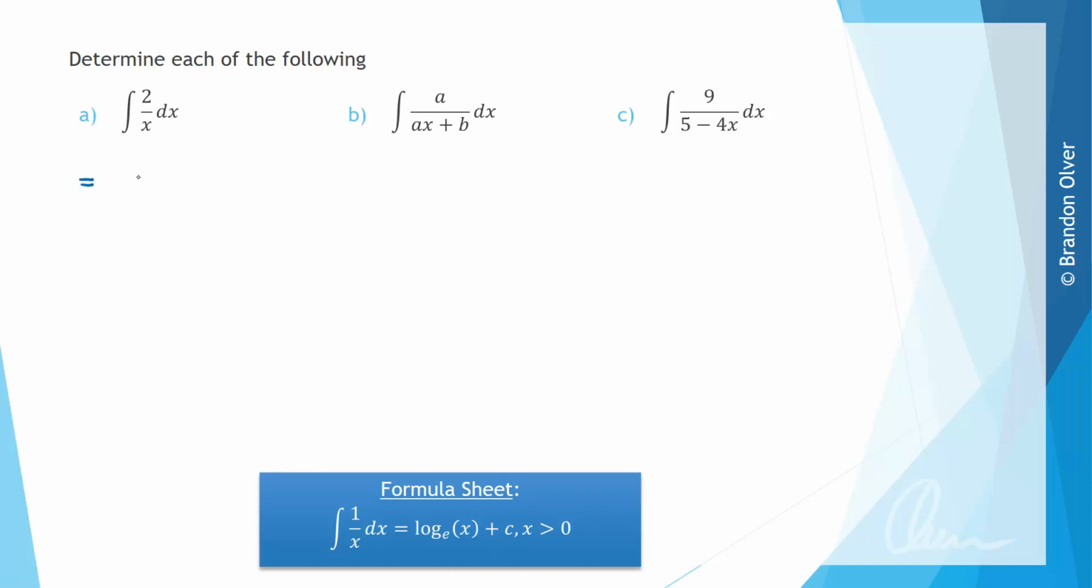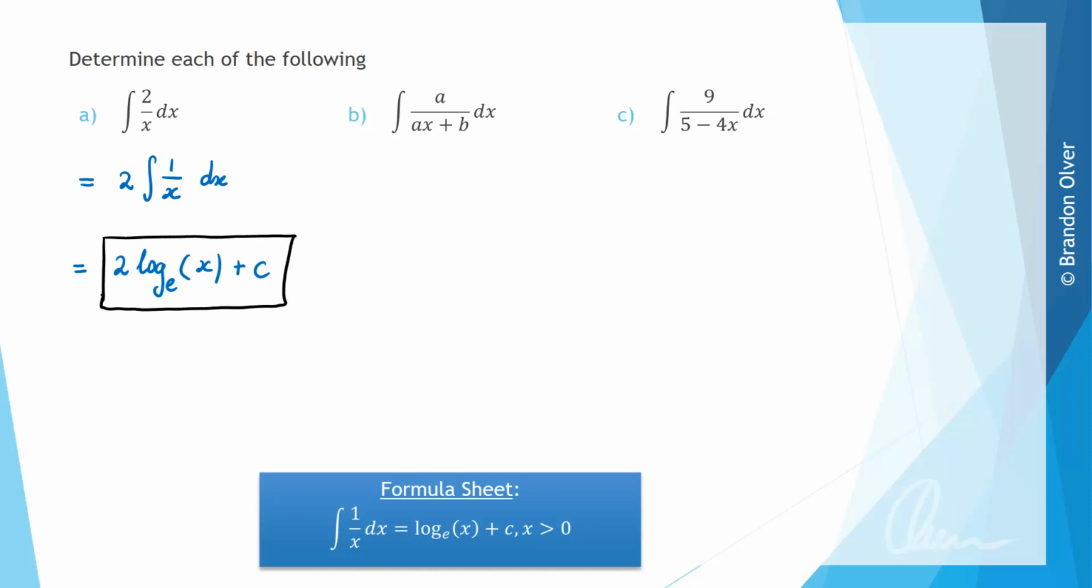So that is the same as 2 times the integral of 1 over x dx. So we know that we can factor out a constant from the integral sign. So using our formula, that's simply 2 times log e of x plus c. So that is the answer to part A of this example.